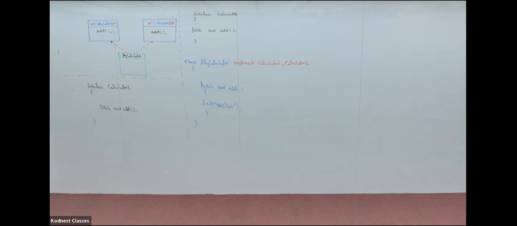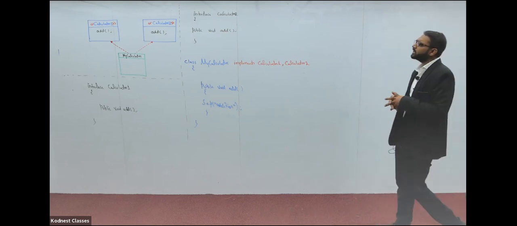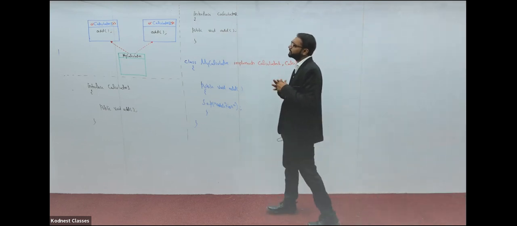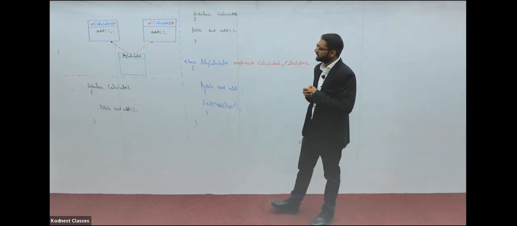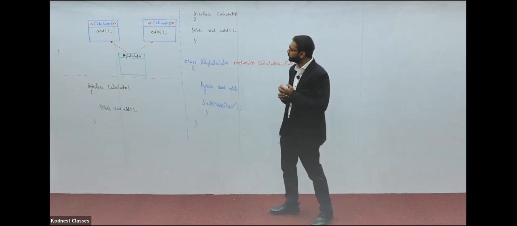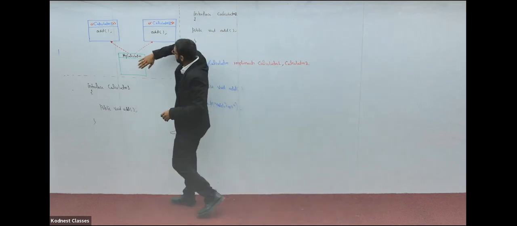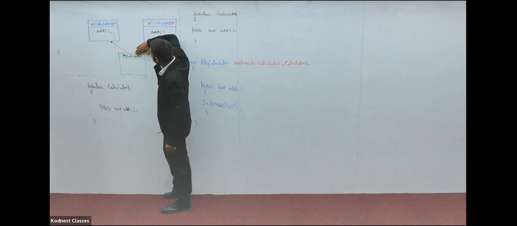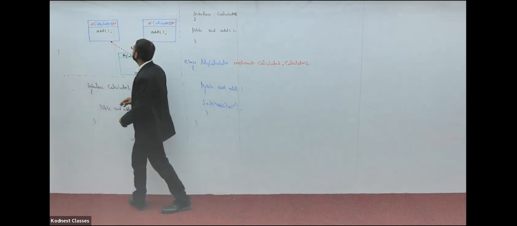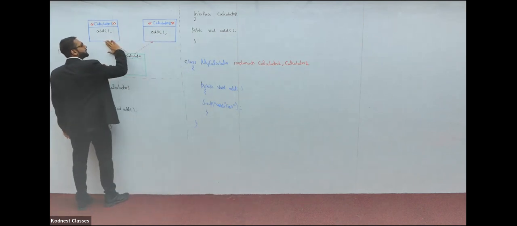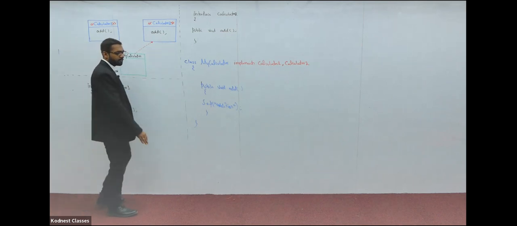Is it okay? Before you say okay or no, first of all tell me, how many methods are there in Calculator1? How many methods are there in Calculator2? Now tell me, how many methods are there in MyCalculator? Okay. How many methods are there in MyCalculator? Now is it permitted?